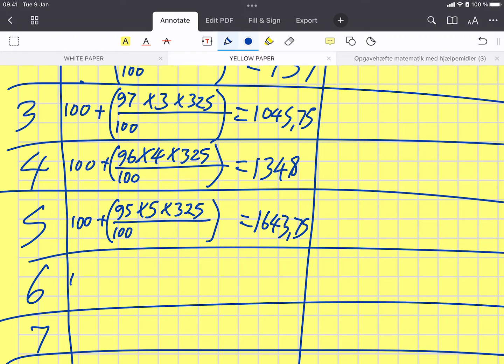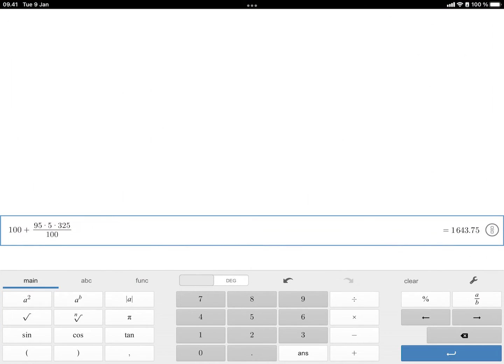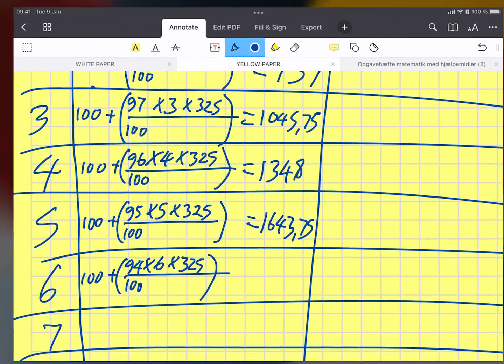Let's just do 6 nights, 100, plus they're only going to pay 94%. They're going to pay for 6 nights at 325 a night. So over to the calculator, going to change the 95 for 94. I'm going to change the 5 nights to 6 nights, and that comes to 1933.